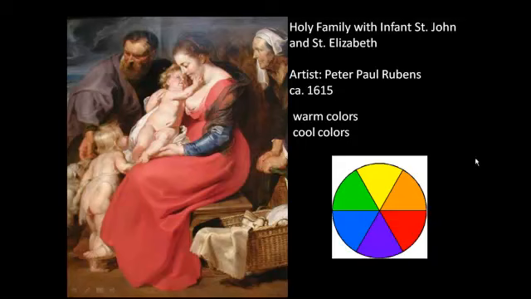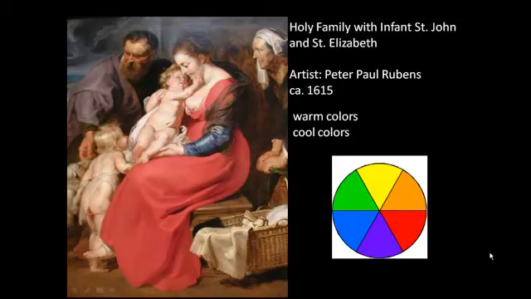Now, warm colors are colors that are yellow, orange, and red, which we can see are next to each other on the color wheel. We call them warm colors because we associate them with things that are warm, like fire and the sun. Now, visually, warm colors jump out at the viewer. Cool colors, green, blue, violet, also next to each other on the color wheel. These colors we associate with things that are cool, like water and grass. Cool colors recede back into space.